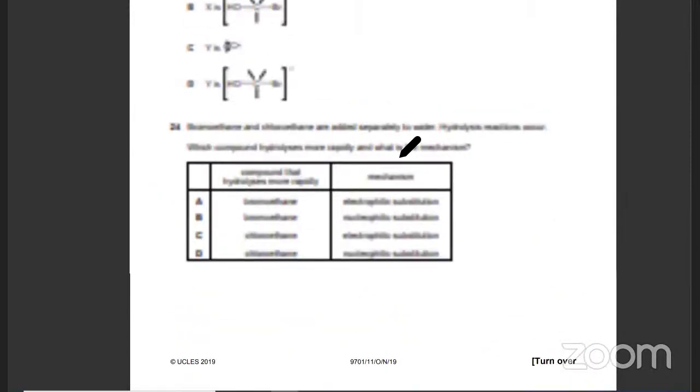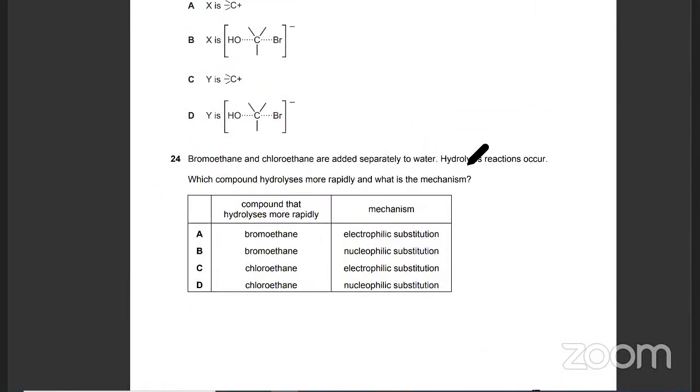So the next part: bromoethane and chloroethane are separately added to water. Hydrolysis occurs. Which one will react more quickly? Which one has a weaker bond? Bromine. Bromine has a weaker bond. The bromine compound hydrolyzes more rapidly.